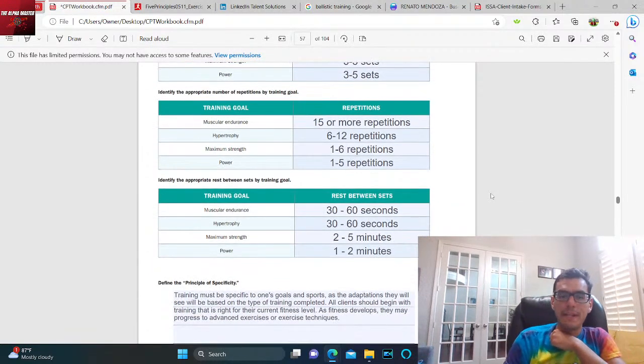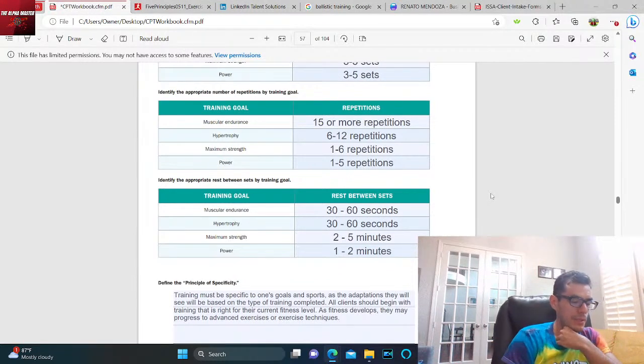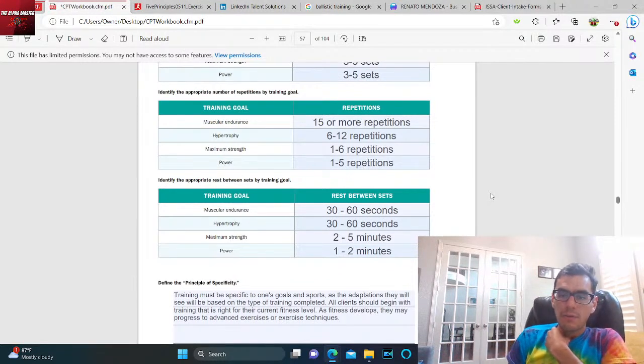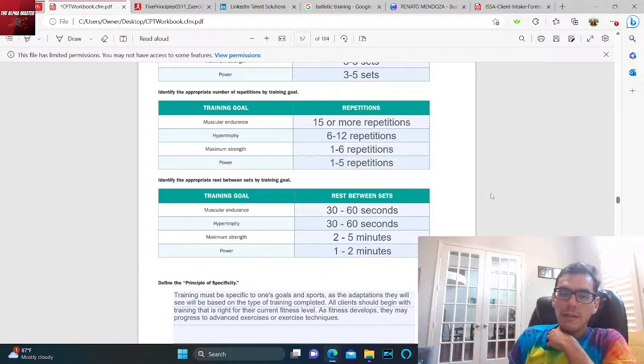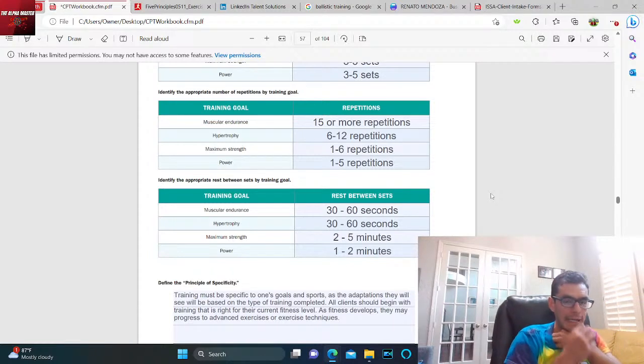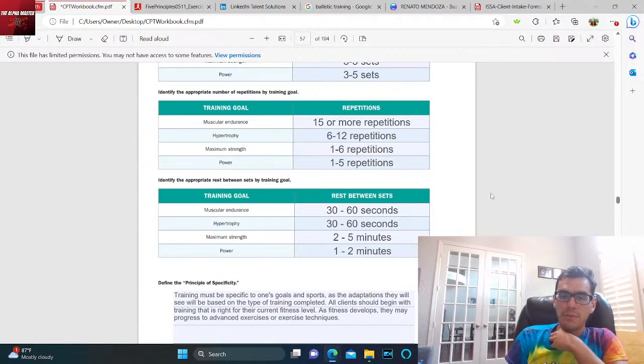And the appropriate rest between sets by training goal. For muscular endurance, the rest is going to be 30 seconds to 60 seconds. For hypertrophy, you have 30 seconds to 60 seconds. Max strength, you have 2 to 5 minutes. And power, you have 1 to 2 minutes.